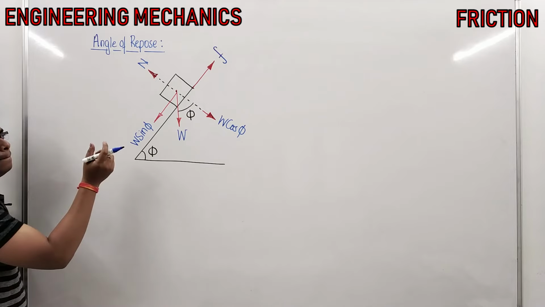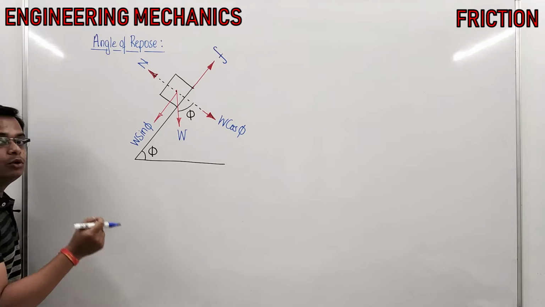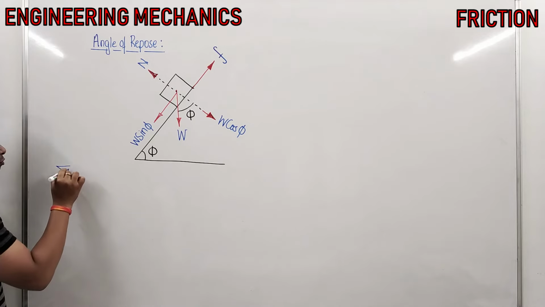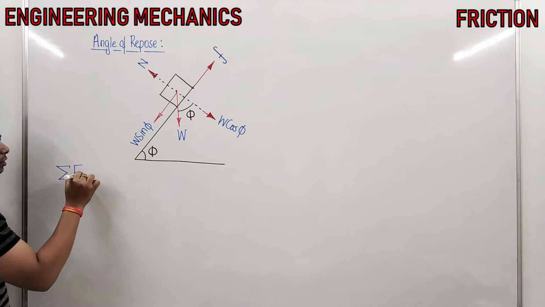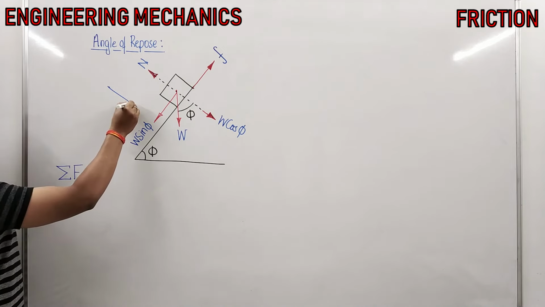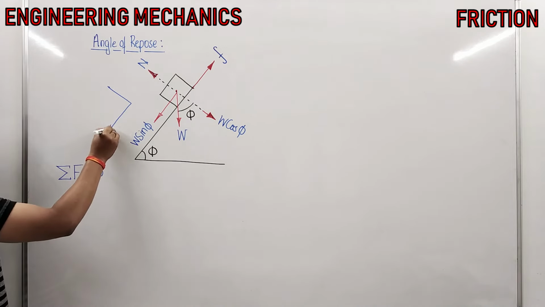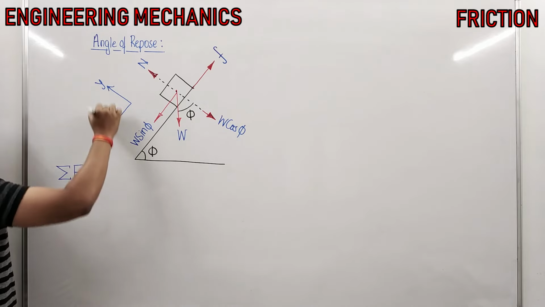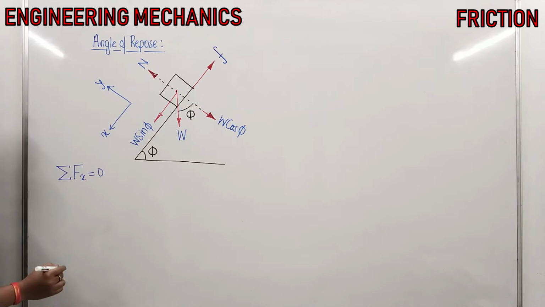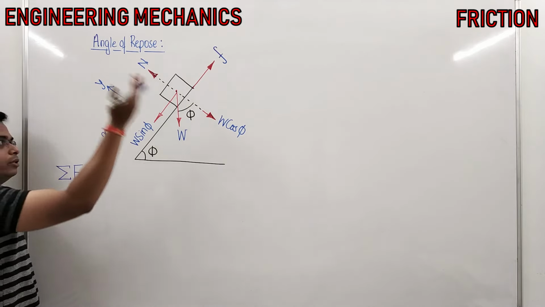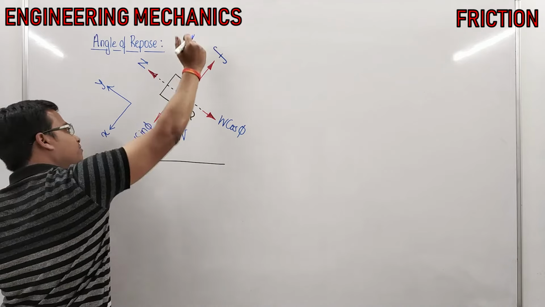Okay, let's say that I have just reached this angle phi. So the object is in a state of impending motion. It is just about to slide. What you can say is this: summation of all the forces in the direction of x is equal to zero. And by the way, this is going to be your new x and this is going to be your new y. So this is rather y and this is rather x. Let's take this as positive, this as negative, or you can do it in the opposite sense also. You can take this as positive and this as negative.